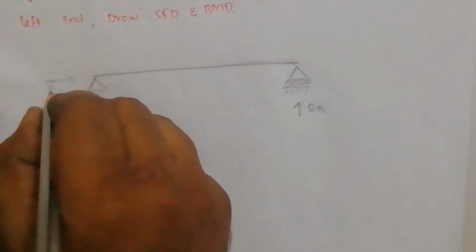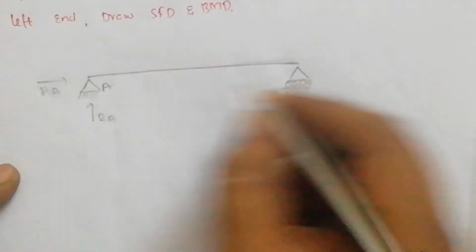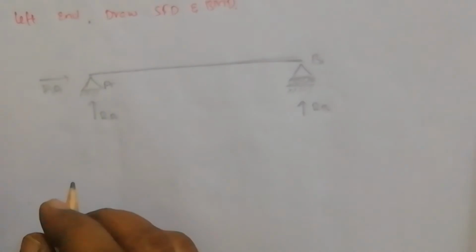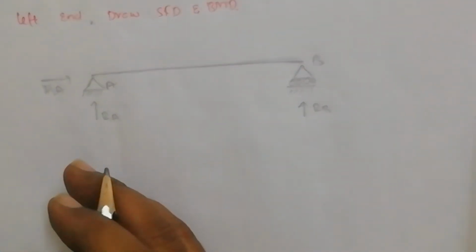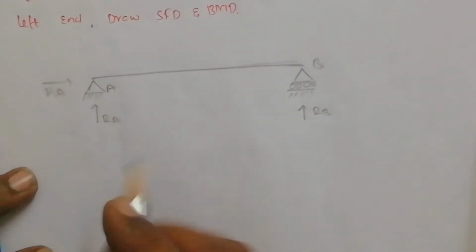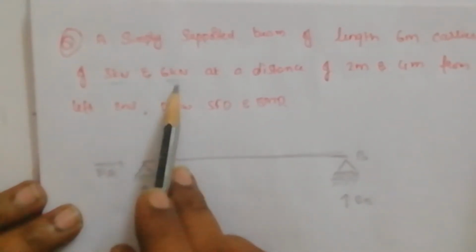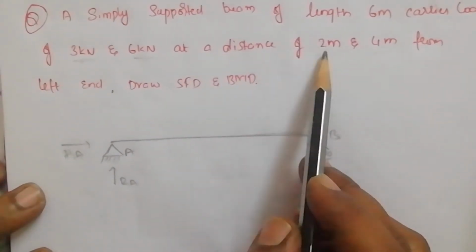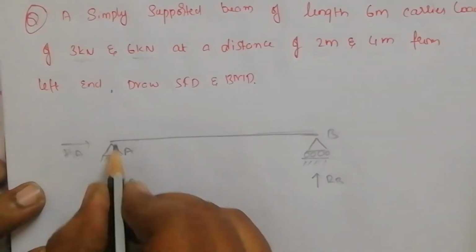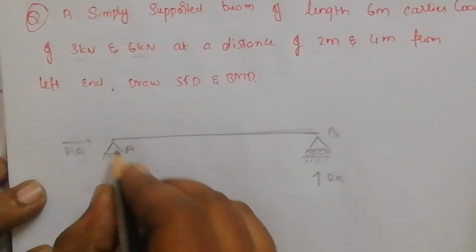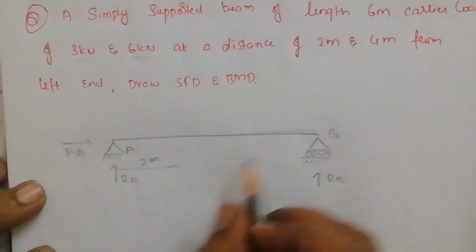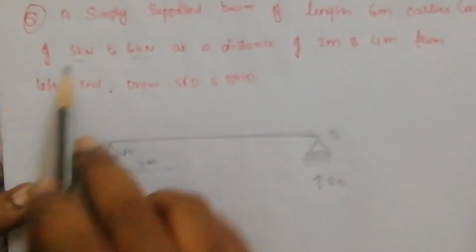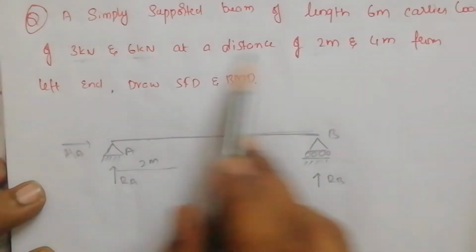I am taking this node as A, this node as B. You can take this as C, this as D. There are no rules for sign convention. Next, let us see the question. They are saying it carries 3 kilonewton and 6 kilonewton at a distance of 2 meter and 4 meter from the left support. At a distance of 2 meters, we have a load of 3 kilonewton.